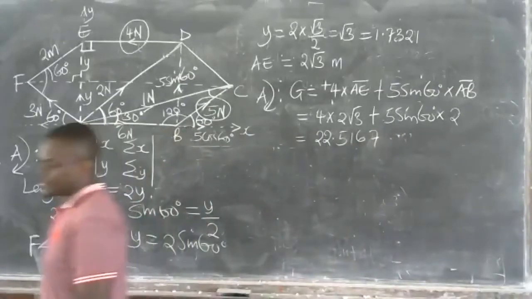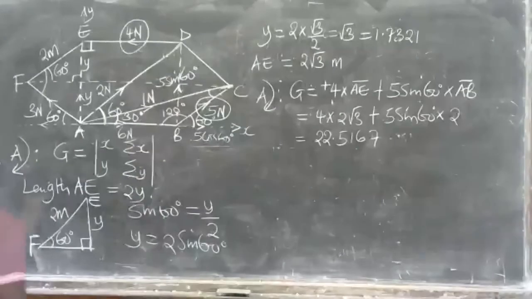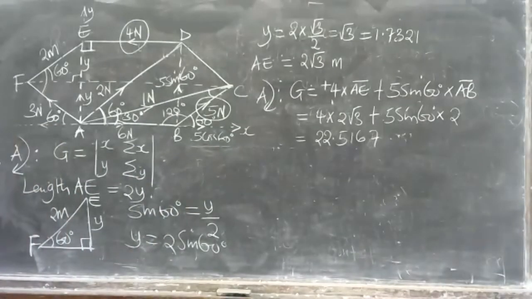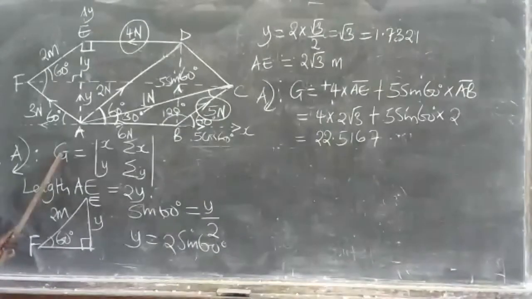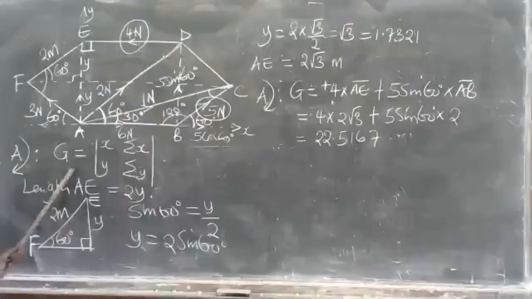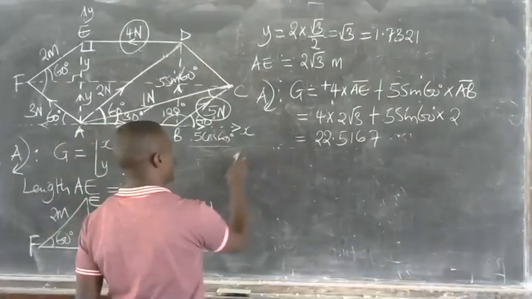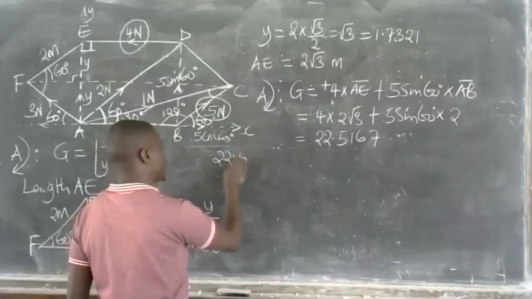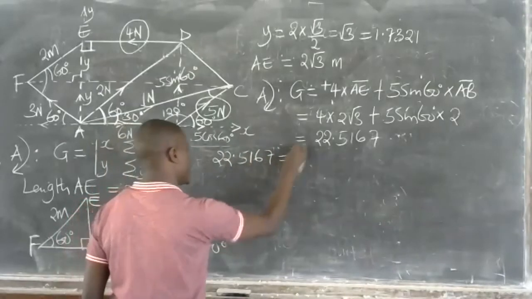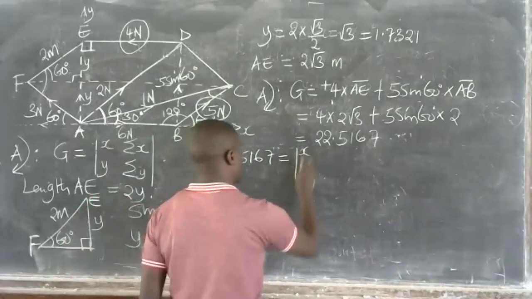2 meters. Sorry, that is Newton meters. The sum of moments. Since they did not request for the sum of moments, it is not a must for you to put the units. So we are going to substitute into our equation, this equation here. So the sum of moments is 22.5167, which is equal to xy.